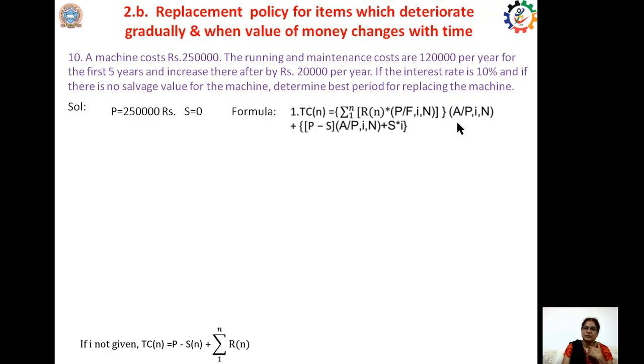Replacement problems can be conveniently solved also using the present worth method. The answer remains the same. And then finally, the year by which the machine has to be replaced remains the same.